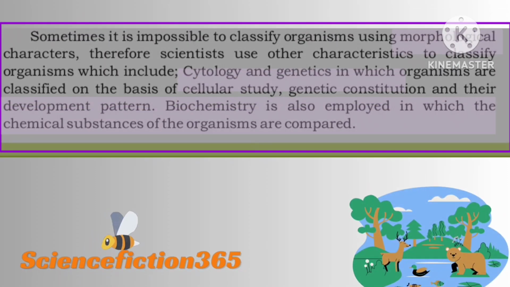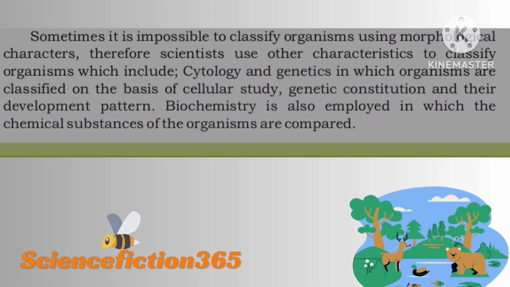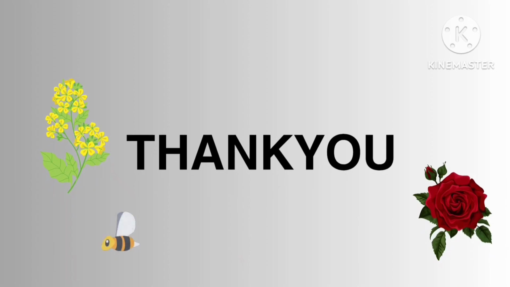With the help of cytology, plants and animals are classified into different groups. Bacteria are also divided into different groups on the basis of their cellular structure. Organisms are also separated from each other on the basis of their development pattern. Another one is biochemistry, in which the chemical substances of organisms are studied, like protein, carbohydrate, lipids.